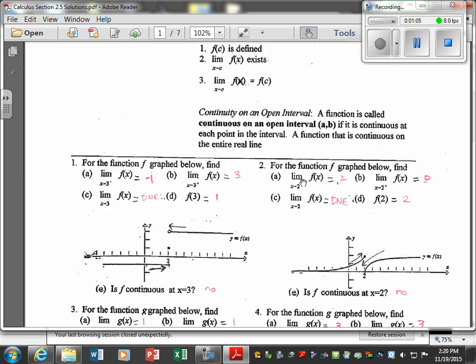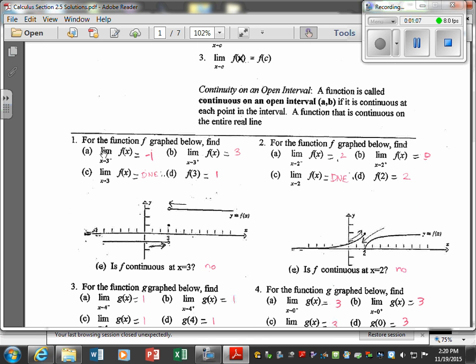So let's just look at that. The limit as x approaches 3 from the left. First of all, here's my function. As x approaches 3 from the left, our y value is -1. Okay, let's look at b. As x approaches 3 from the right, so let's come from the right-hand side, our y value is 3, right? So if the left-hand limit is -1 and the right-hand limit is 3, we say it does not exist. The limit does not exist.